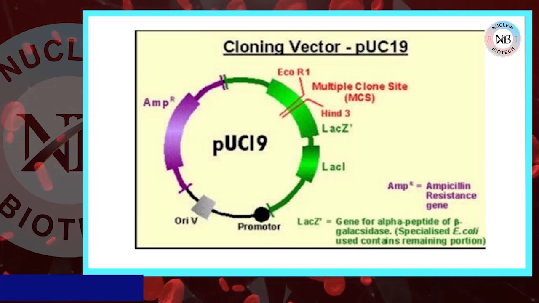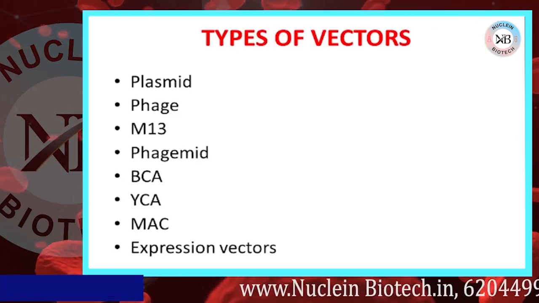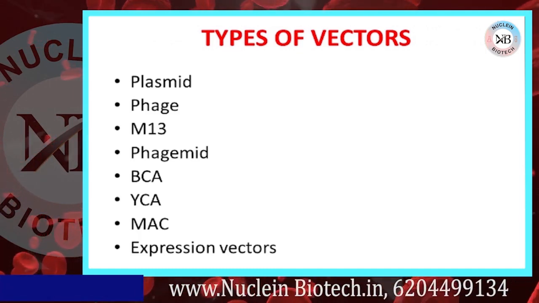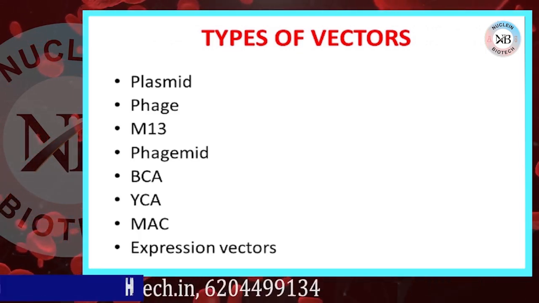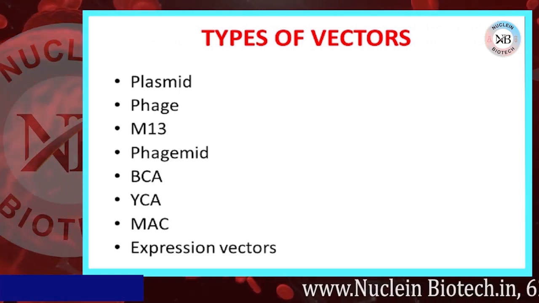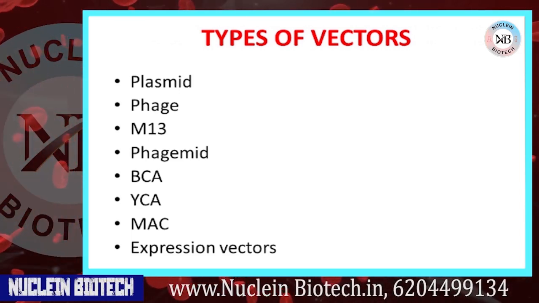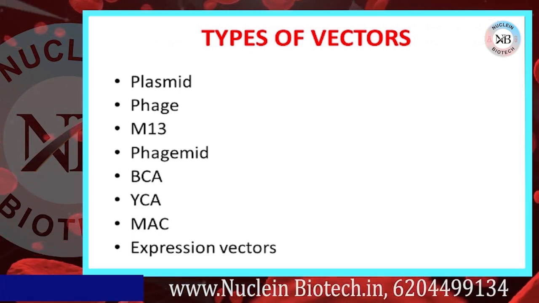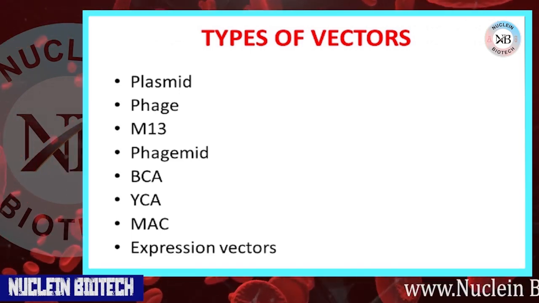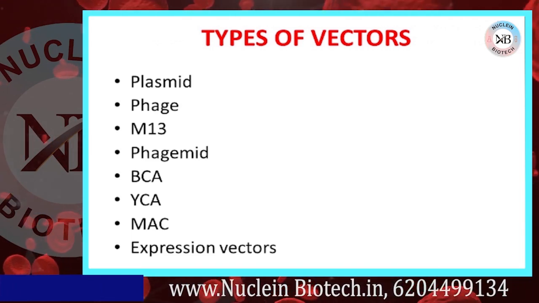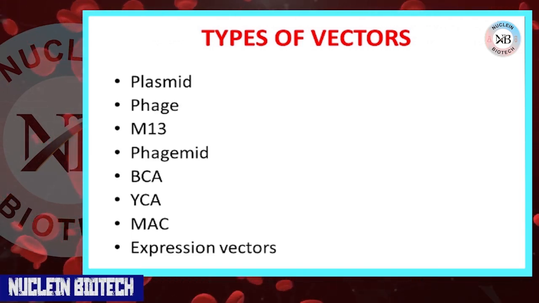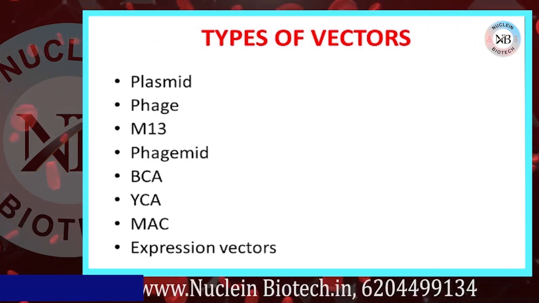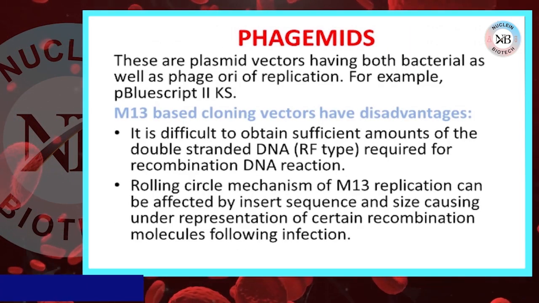Now move on to the main topic, phagemid vector. A plasmid or phagemid is a DNA-based cloning vector which has both bacteriophage and plasmid properties. The word phage comes from bacteriophage and mid from plasmid, and combines to form phagemid. The common example is pBluescript II KS.